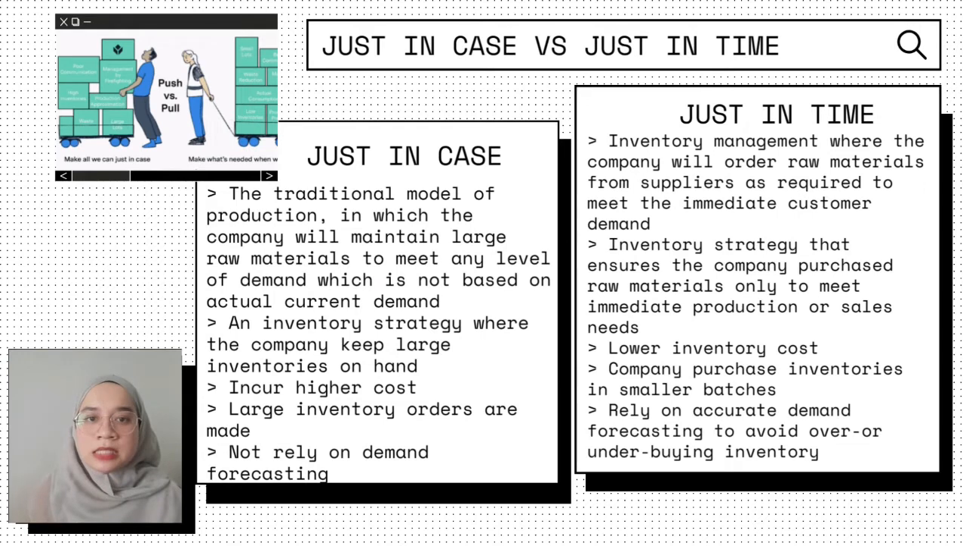Just in time is inventory management where the company will order raw material from the supplier as required to meet the immediate customer demand. It is an inventory strategy that ensures the company purchases raw material only to meet immediate production or sales needs. It has lower inventory cost. The company purchases inventory in smaller quantities and relies on accurate demand forecasting to avoid over or under buying inventory.